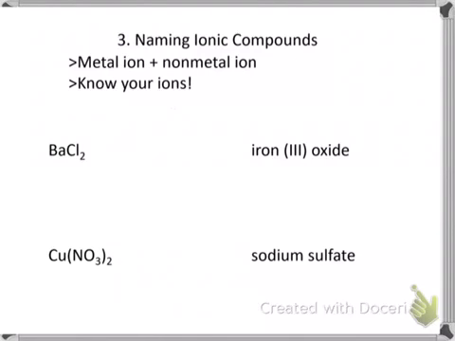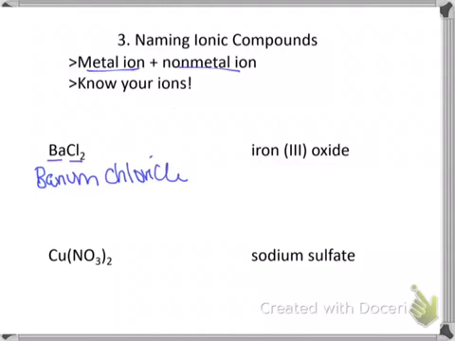Okay. Now we're moving on to naming ionic compounds. Again, naming ionic compounds is relatively simple as long as you know how to name the ions. You simply write the name of the metal ion in front of the name of the nonmetal ion. So, for example, this ion is called the barium ion. This ion, the Cl, is called the chloride ion. So the compound is called barium chloride.